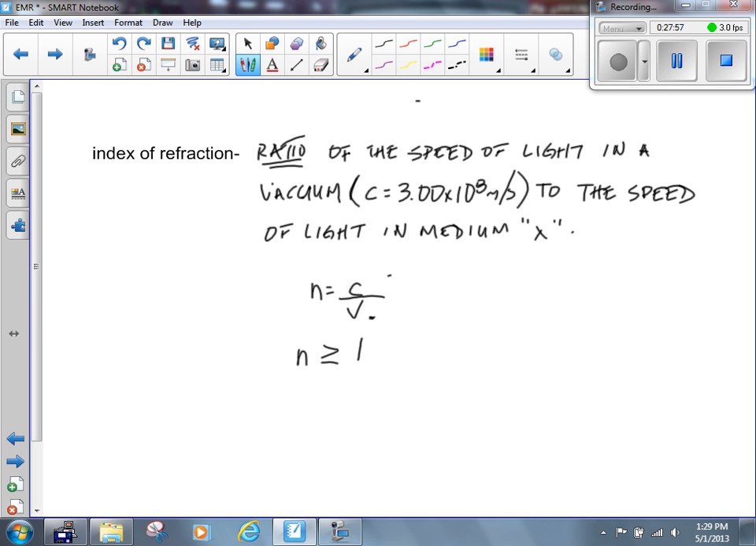Usually the index of refraction is somewhere in the range of 1 to 2. But every once in a while we can get something that's over 2. Diamond is 2.4, for instance. I haven't seen an index of refraction that's bigger than diamond. So if you get one that's 3.5, you're probably wrong. Try again.